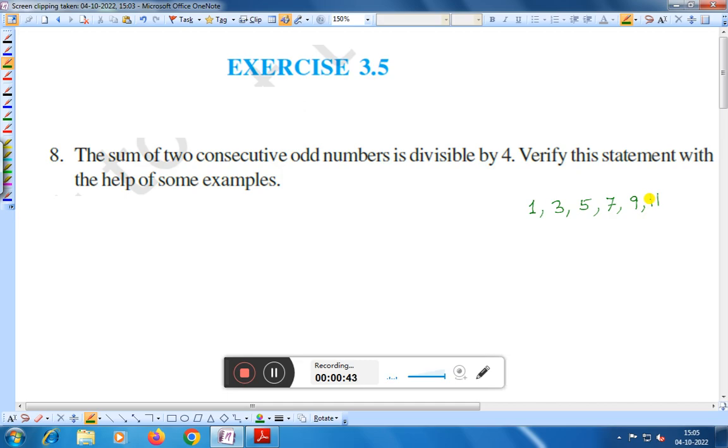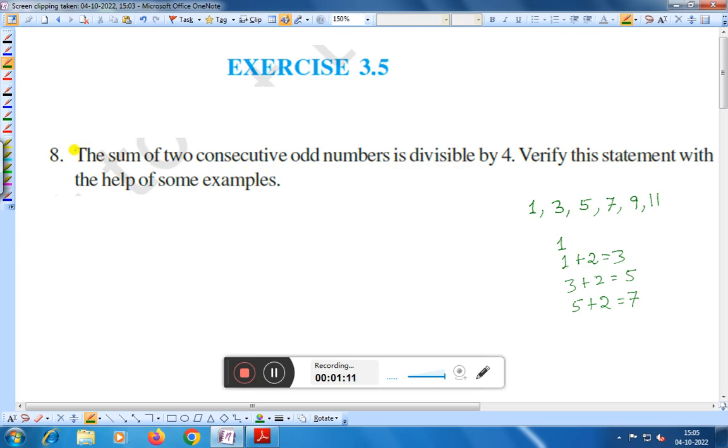And what are consecutive odd numbers? Consecutive odd numbers means, suppose we have taken 1. The next number will be 1 plus 2, that is 3. And the next number will be 3 plus 2 is equal to 5. These are consecutive odd numbers. The next number is 5 plus 2 is equal to 7. This is 1, 3, 5, 7, 9, 11, right?